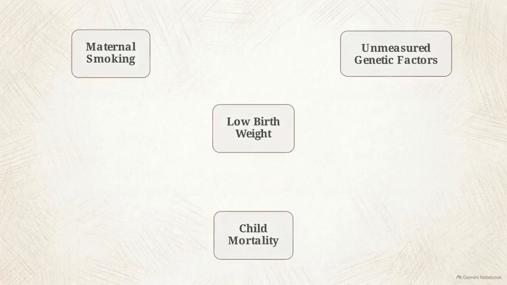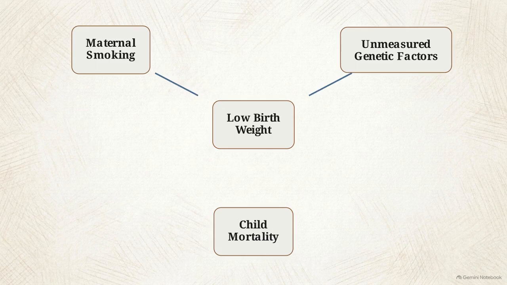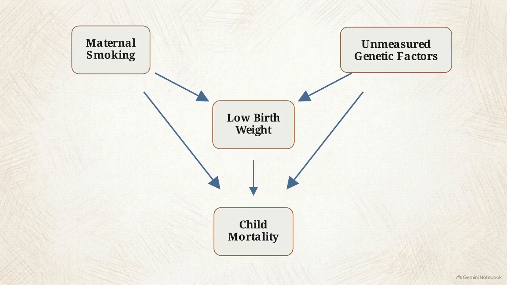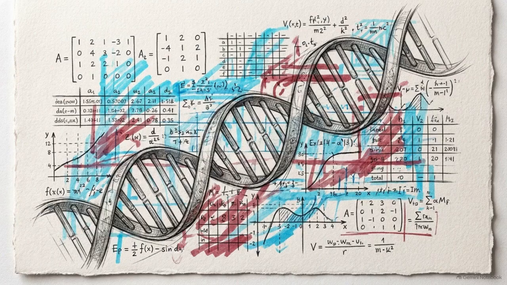We can map this problem structurally. Smoking and unmeasured genetic factors both point to low birth weight and down to child mortality. Yerushalmi's structural flaw becomes instantly visible. Low birth weight is a collider between maternal smoking and severe unmeasured genetic factors. The birth weight paradox completely lacked a biological explanation. The anomaly was purely a mathematical artifact caused by methodological overcontrol.